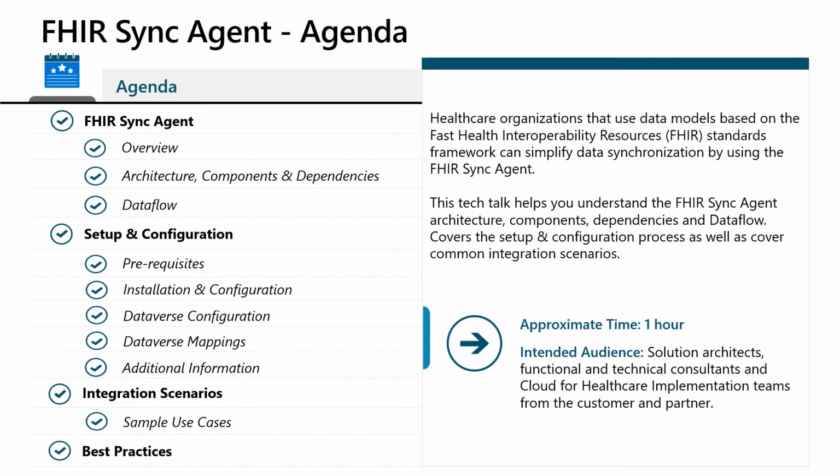The FHIR Sync Agent Tech Talk is organized into three parts. In the first part, we cover architecture, overview of FHIR Sync Agent, components and dependencies, along with the data flow. In the second part, we cover prerequisites, installation, and configuration involved in setting up the FHIR Sync Agent, along with the Dataverse mapping. Towards the end of this, we also included Microsoft Docs for additional references. In part 3, we go through a few integration scenarios with sample use cases and end the session with best practices in terms of scaling and performance.